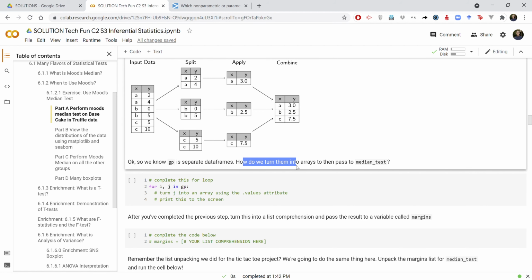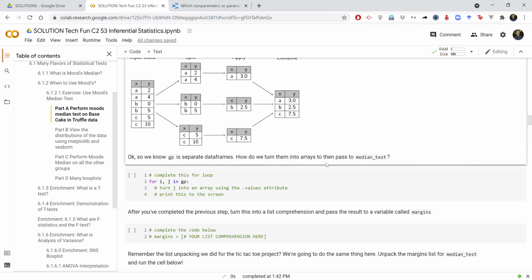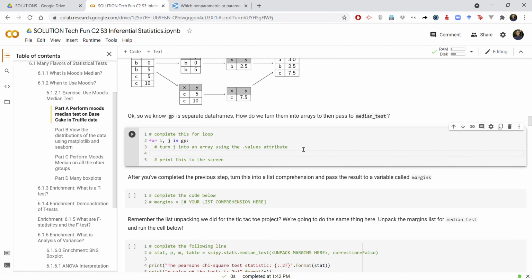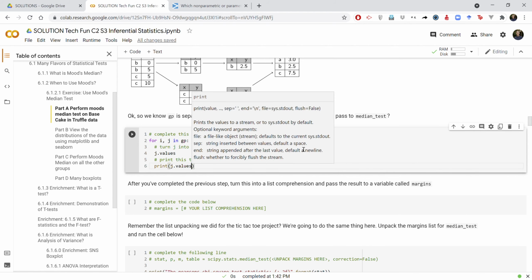How do we turn them into arrays to then pass to median test? Because remember, we need to just provide median test with the raw values of the continuous variable that we want to assess. Let's complete this for loop. It's asking me, turn J into an array using the dot values attribute. All right, so I'm just going to do J dot values, and then it says to print this to the screen. So I'm going to take this, start a new line, and do print J.values.